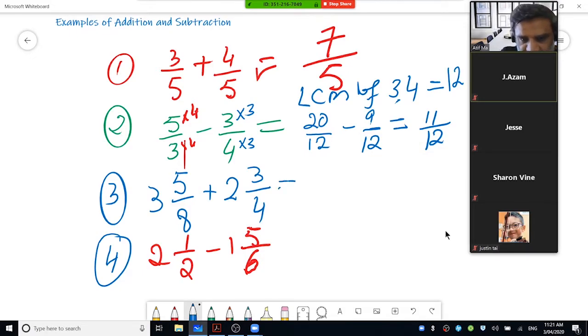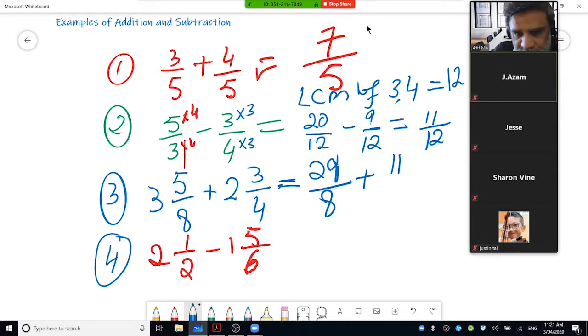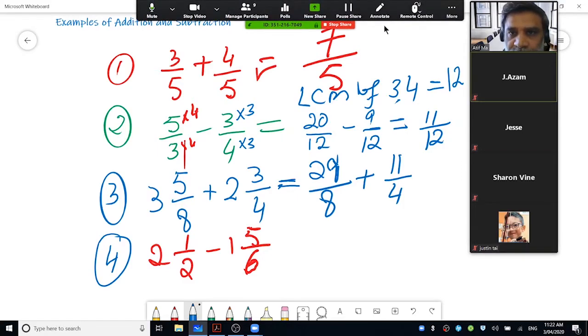So once there is a mixed number, first you will have to convert it into a fraction. So let's do this part now. So what is this thing equal to? 8 times 3 is 24, and 24 plus 5 is 29. So it becomes 29 over 8, and this thing becomes 11. 4 times 2 is 8, 8 plus 3 is 11, 11 over 4. So kindly do this question and give the answer.